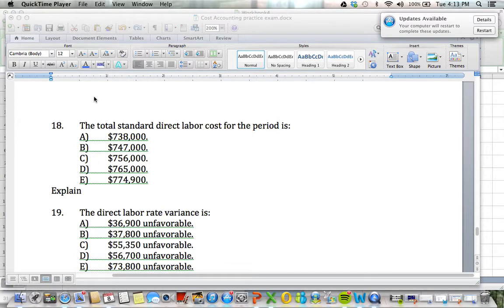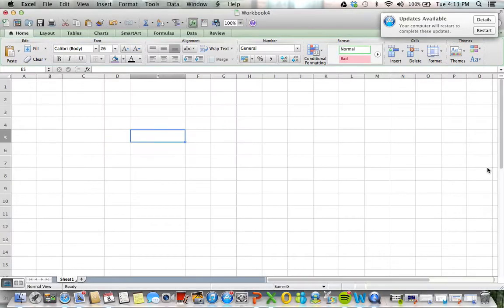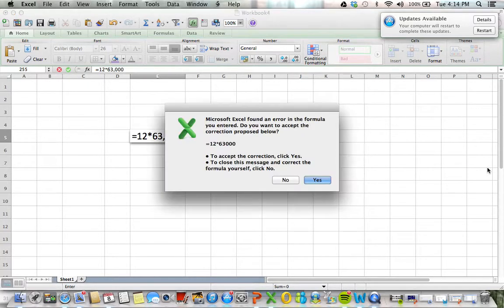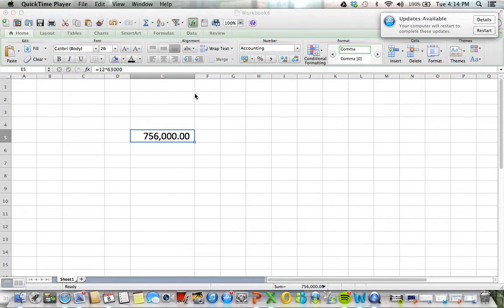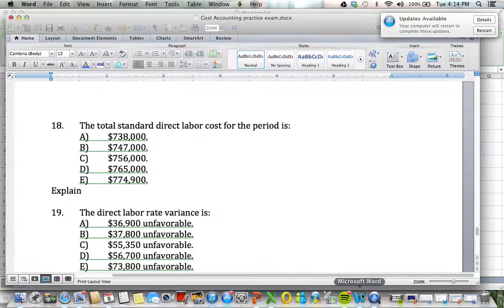Next question: the total standard direct labor cost for the period. Standard direct labor cost is going to be the standard price times the standard hours. So we simply take the 12 that we had times what's given, 63,000, and we're getting 756. After we solved for some of these items already, we have them available. Okay?